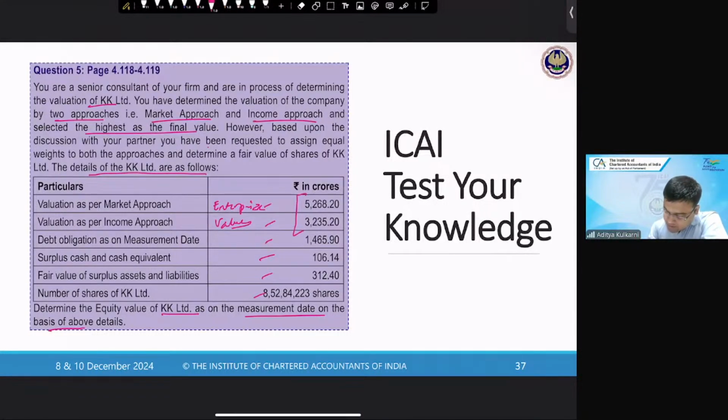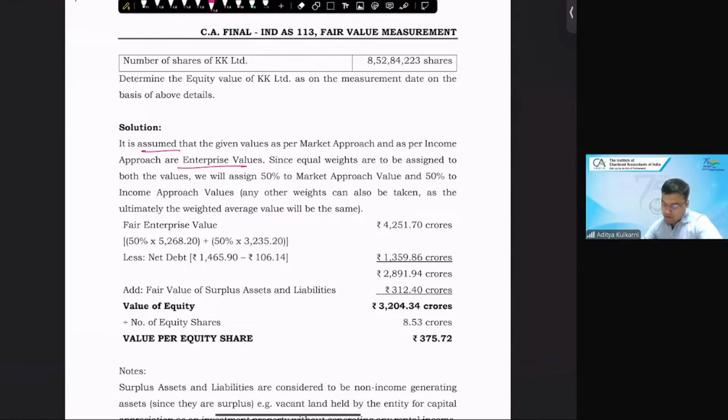You have been requested to assign equal weights to both the approaches. That means you have to consider both approaches with 50-50% weightage. So since equal weights are to be assigned to both the values, we will assign 50% to market approach value and 50% to income approach valuation. Did you understand? Yes, sir. You can take any other weights as ultimately the weighted average value will remain the same.